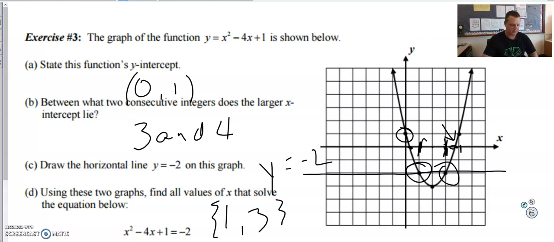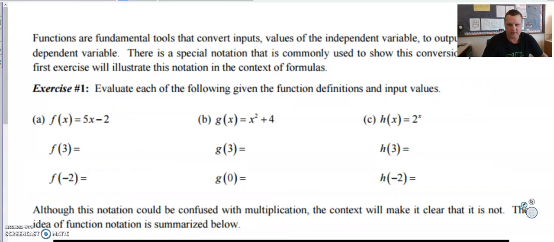I'm going to see how far I can get with lesson 2. Now, you might need to pause this to find where you are. So I am lesson 2 with exercise number 1. So it says function notation. And I did number them for some people who were asking me to number. So I didn't number mine, though. It might be page 5. Okay, page 5. So functions are fundamental tools that convert inputs, values of independent variables to outputs.